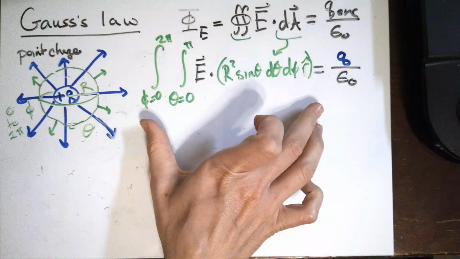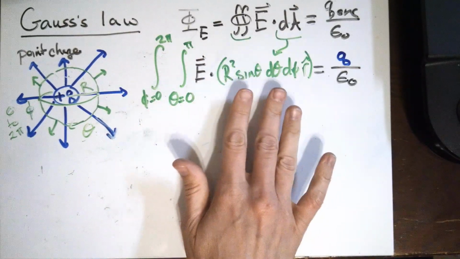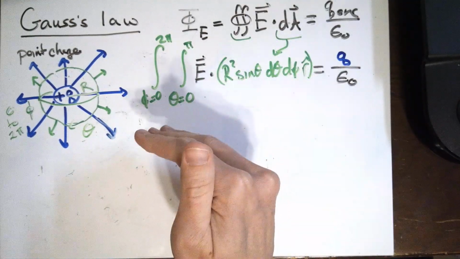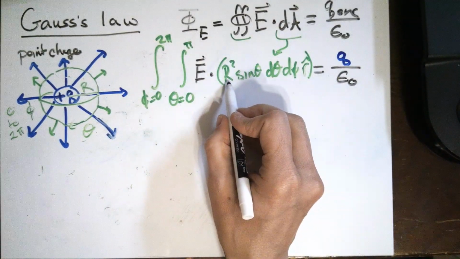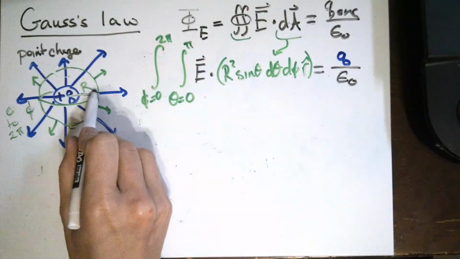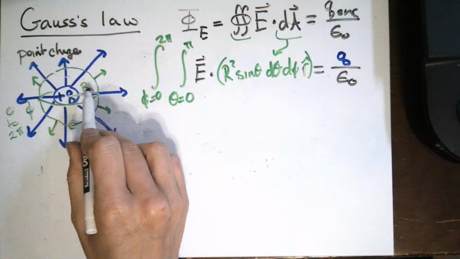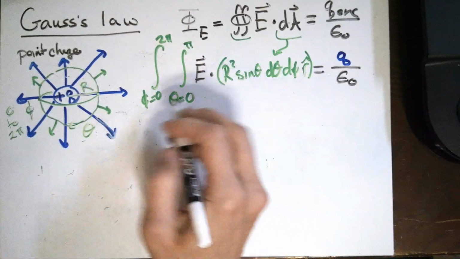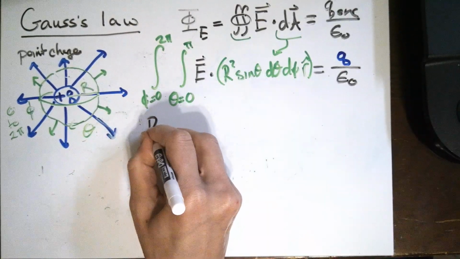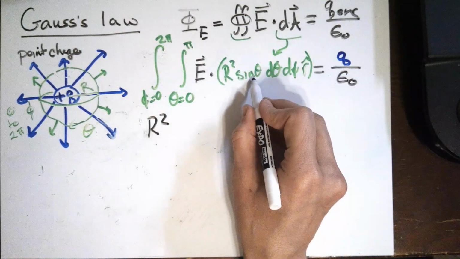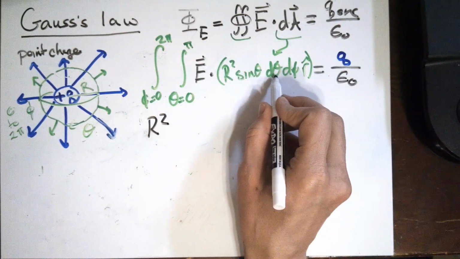All right, so we got this integral. First thing to do is try to simplify it by pulling everything that doesn't depend on theta or phi out of the integral. So big R hat doesn't, because everywhere you are on the surface, the distance from the origin, the center of the charge, is always big R. So R squared can come out. There we go.